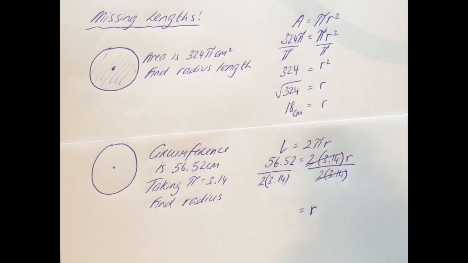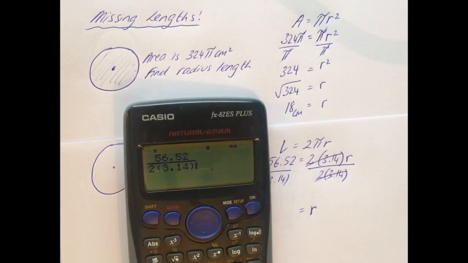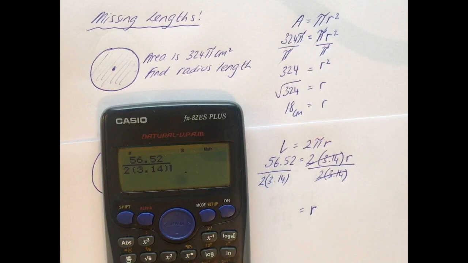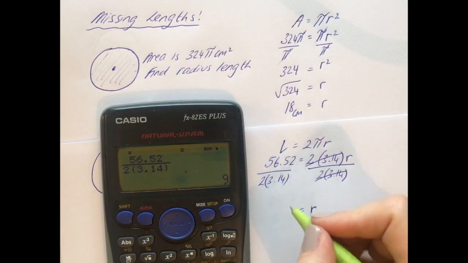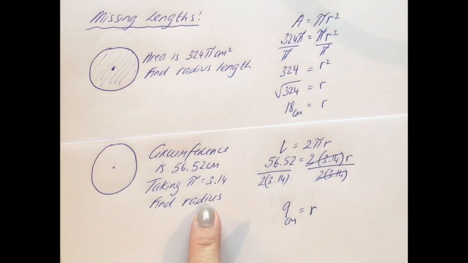And on the left-hand side, I'll do this on the calculator. So I have 56.52 on the top, come down to the bottom, 2 bracket 3.14, type it in exactly as you see it and the way you have it here, equals, and the answer is 9. So 9 centimeters is the radius length.